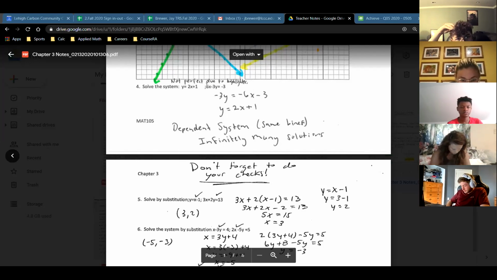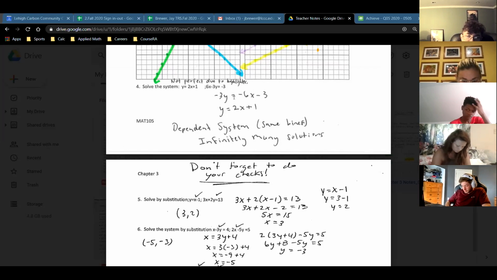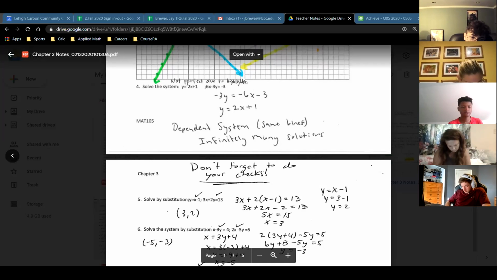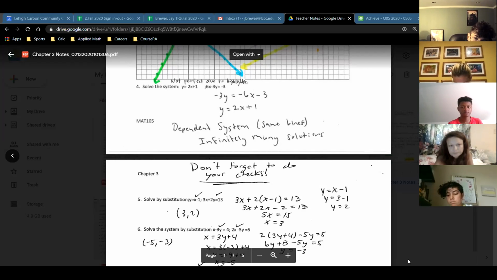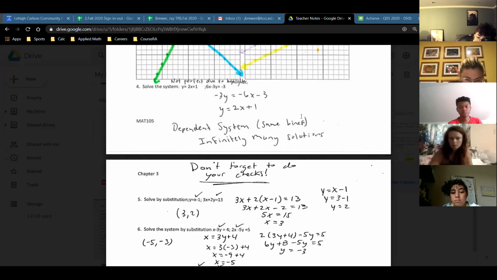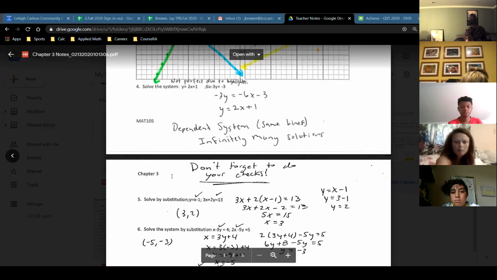Right, so I rewrote the second equation into y-intercept form. And when you do that and you write it in lowest form, you actually see that the two lines are what? They're the same line. So since they're the same line, you say it's a dependent system, which means you have infinitely many solutions. Okay.